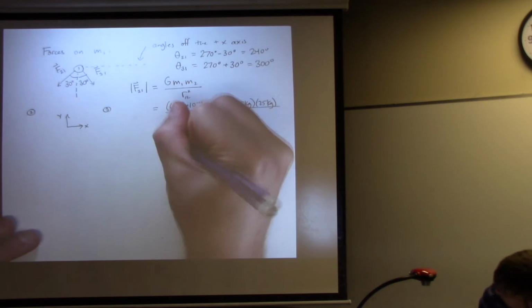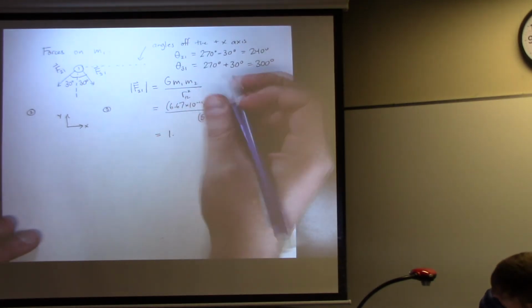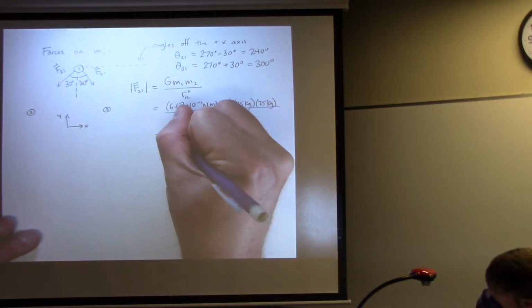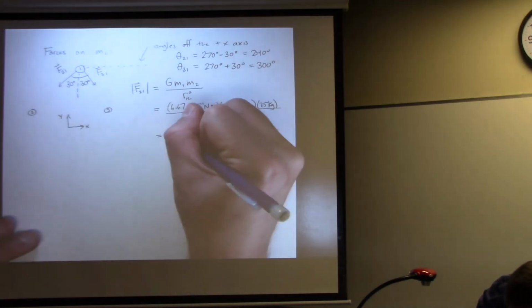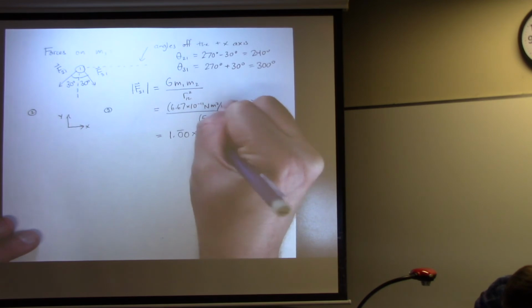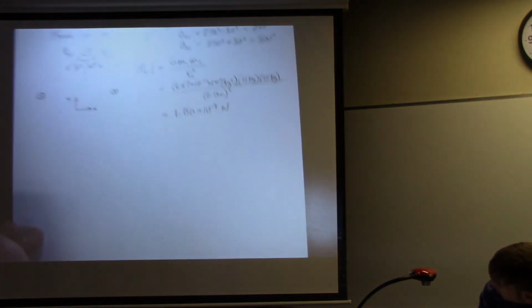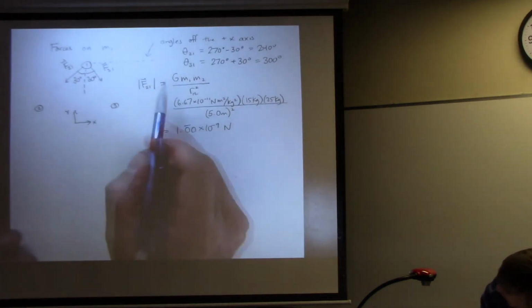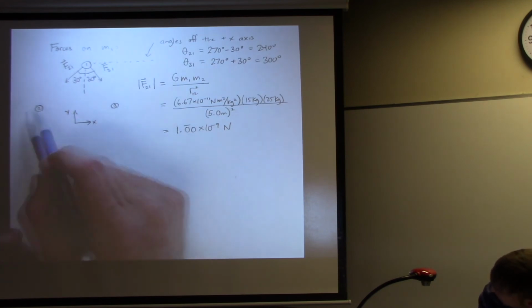And what does this work out to? Well, it's a really small force because, again, these are pretty much everyday sized objects. So we have 1.00 × 10^-9 newtons, and we'll keep 2 sig figs right there. So that's the magnitude of the force between 2 and 1.